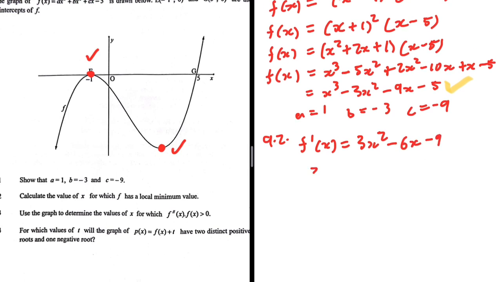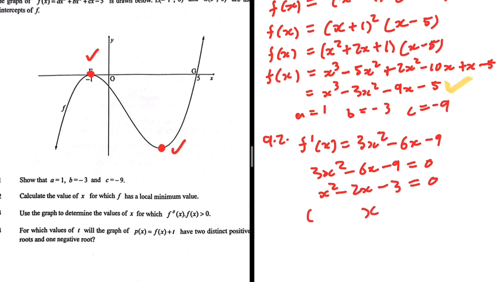And then in order to find the x value at the minimum and the maximum, we equate this to 0. We can take a common factor of 3, obviously, and divide by it on both sides. We're going to have x squared minus 2x minus 3 being equal to 0.